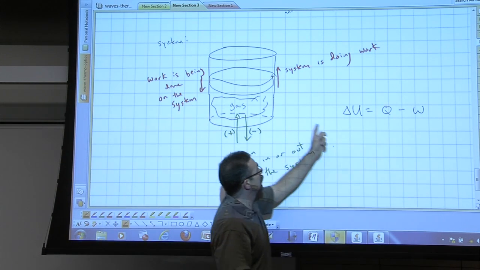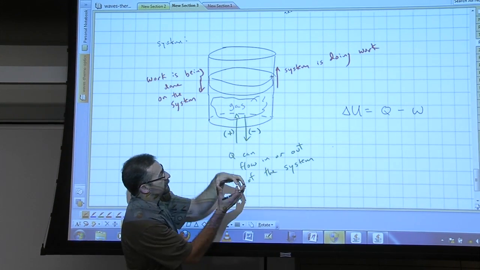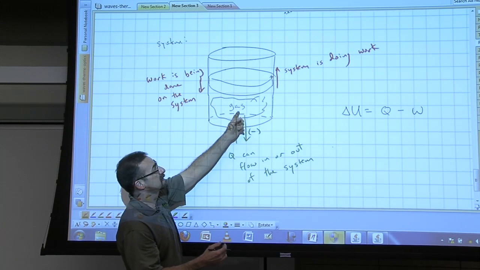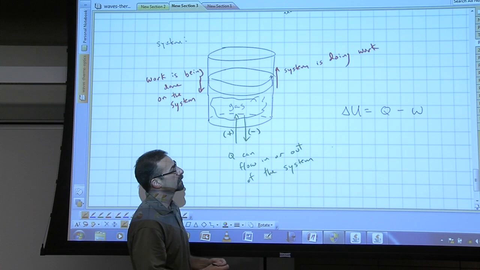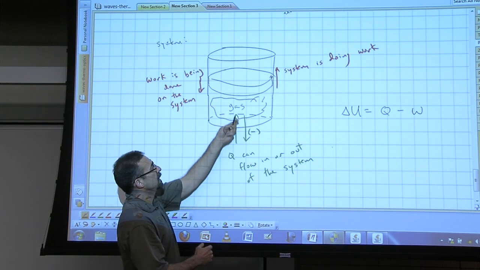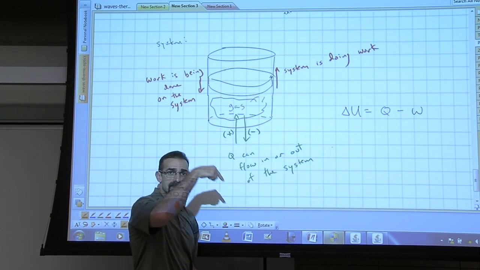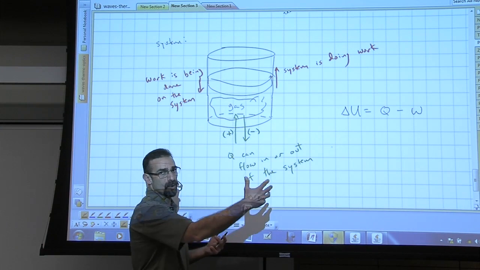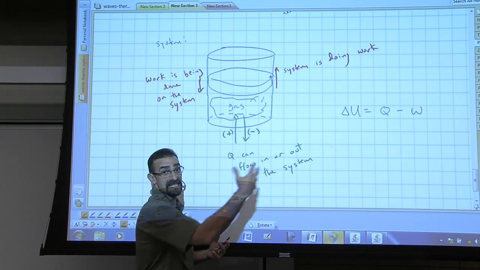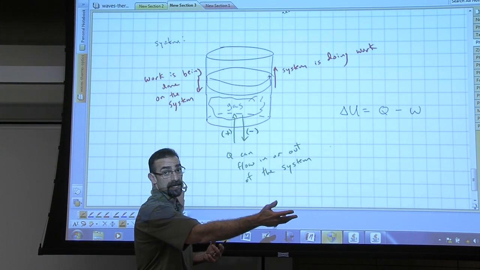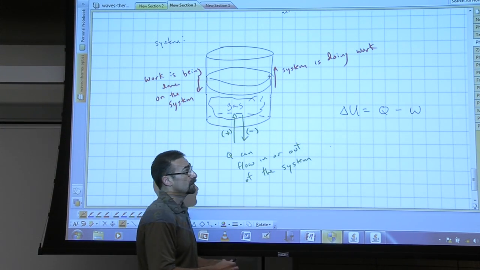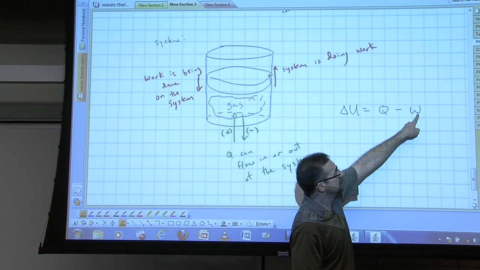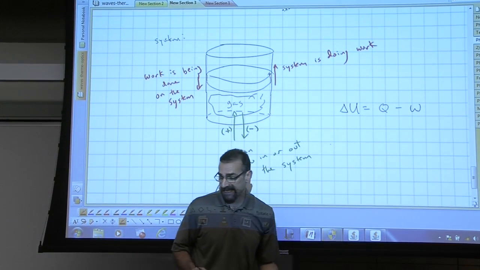When the system is doing the work, and the gas is expanding, the volume is increasing, the system is doing positive work, then what would you expect the energy to do? You'd expect the internal energy to go down, right? Because if the system is doing work on the environment, it's giving some of its energy to the environment, its energy has to go down. So we have a minus W here because this is the work done by the system.